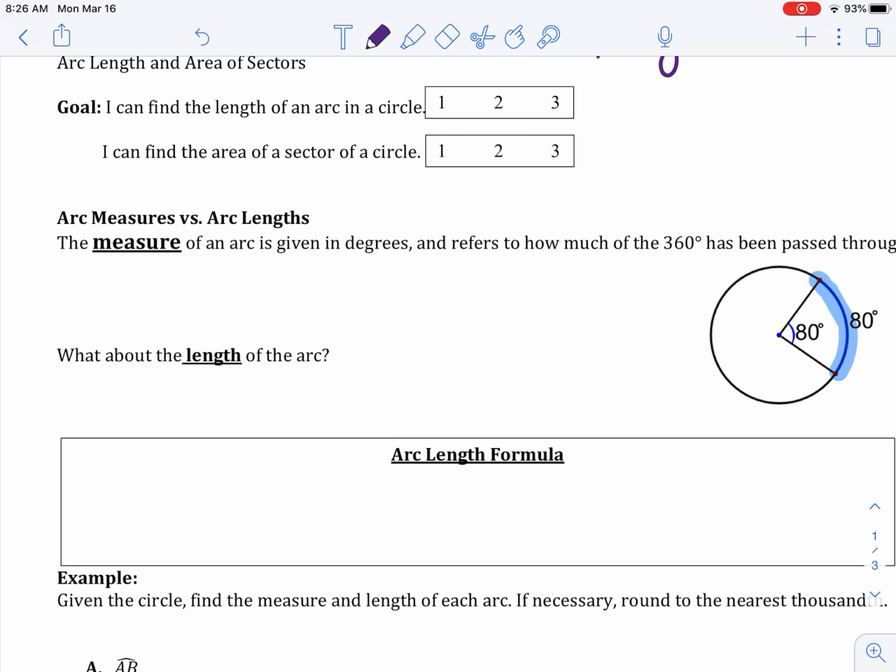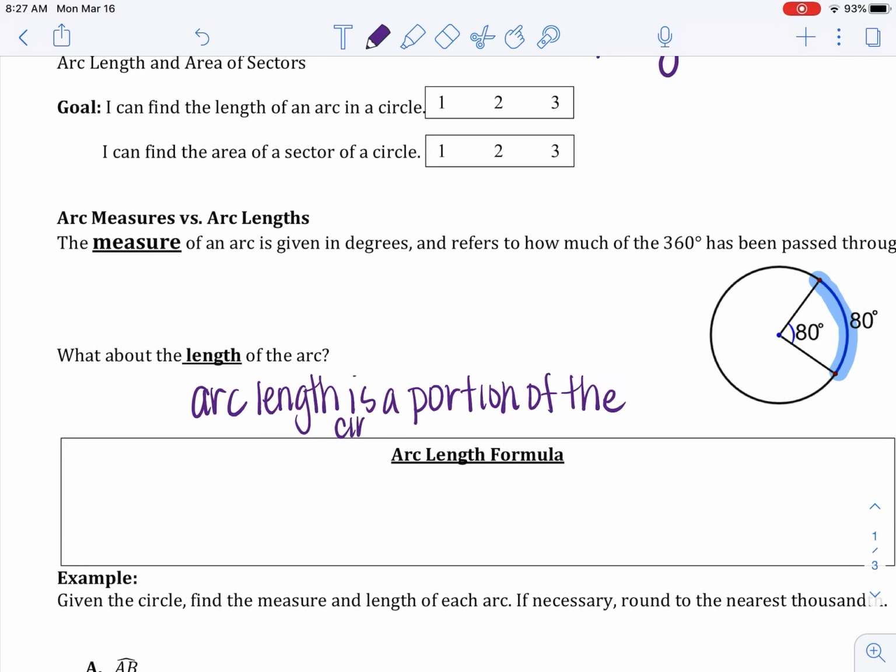So next, well, what is arc length then? Because that's the arc measure. Arc length is a portion of the circumference of a circle. So I'm going to write that down. Arc length is a portion of the circumference of the circle.